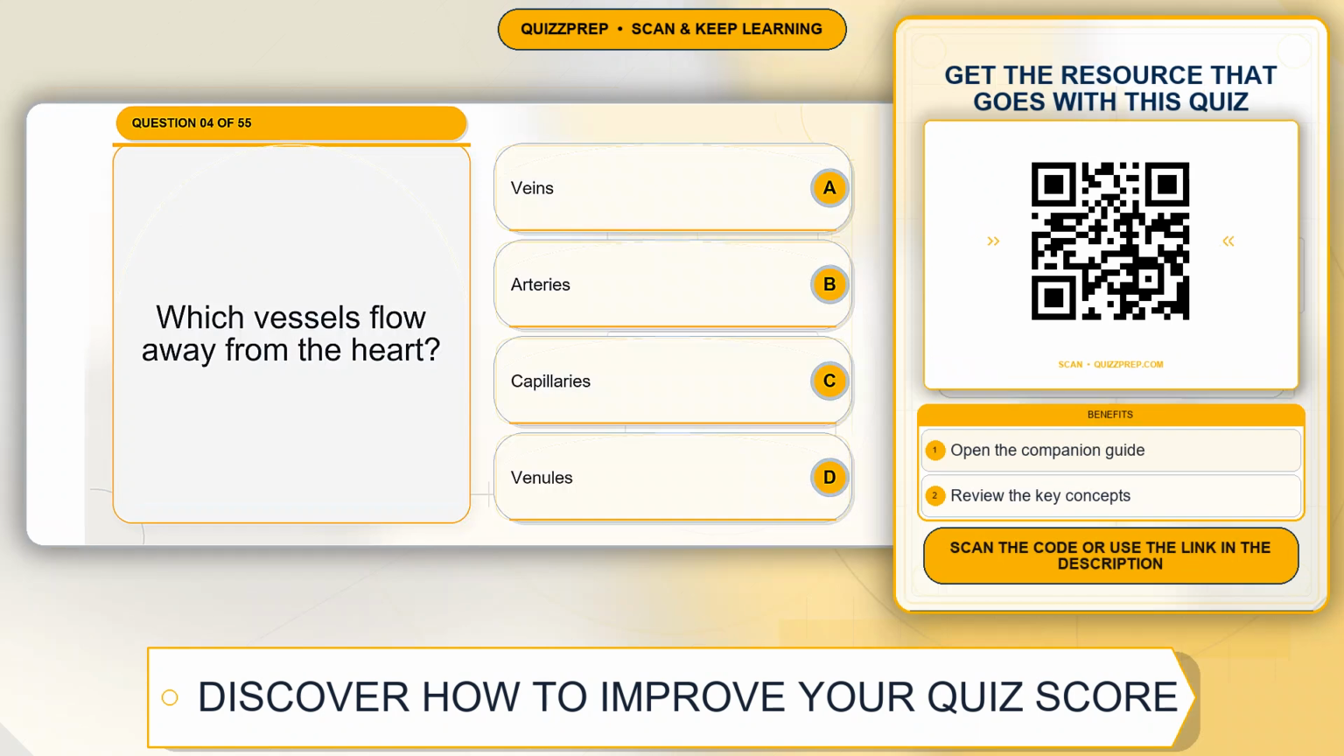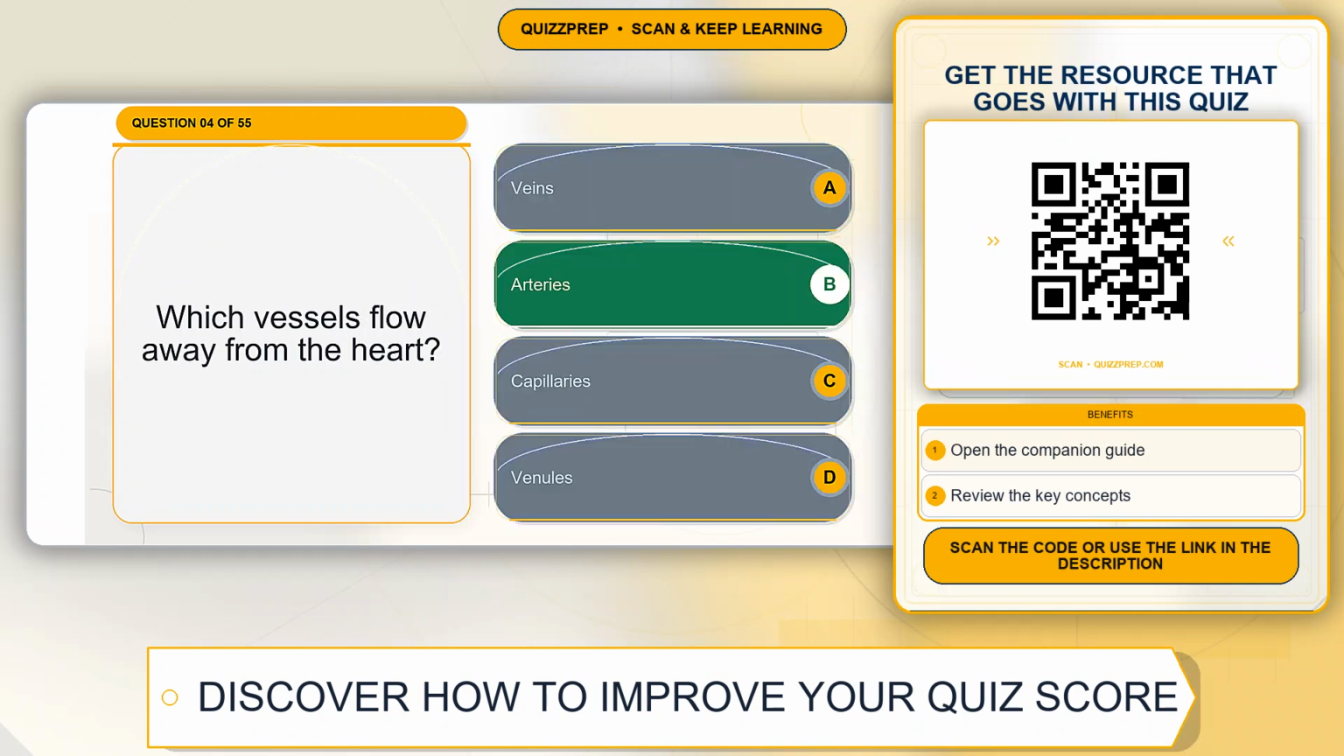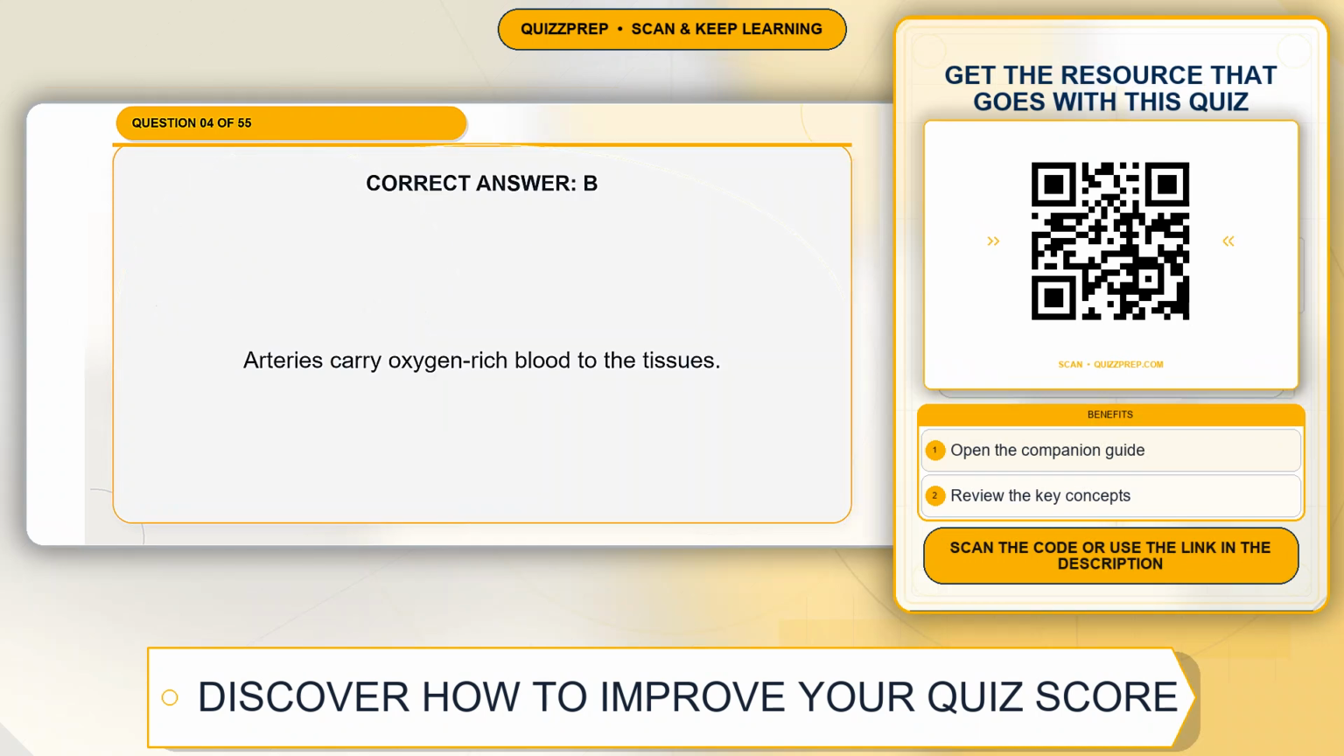Question 4. Which vessels flow away from the heart? Option A, veins. Option B, arteries. Option C, capillaries. Option D, venules. The correct answer is option B, arteries. Explanation. Arteries carry oxygen-rich blood to the tissues.